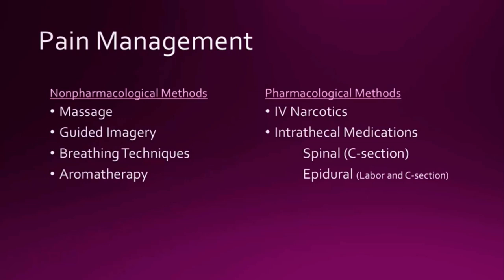So before we give an IV narcotic in labor, we need to do a cervical exam and make sure that delivery is not imminent, because then we're going to have a baby that's born very sedated and require a lot of extra interventions that we don't really want to have to do on a baby. So before you give the IV narcotic, the nurse needs to do a cervical exam to confirm that the delivery is not imminent.